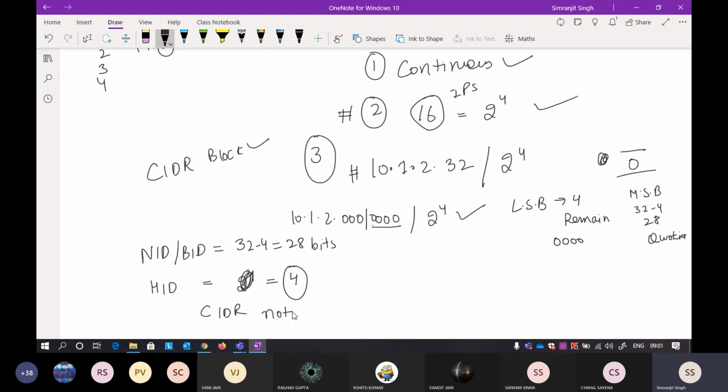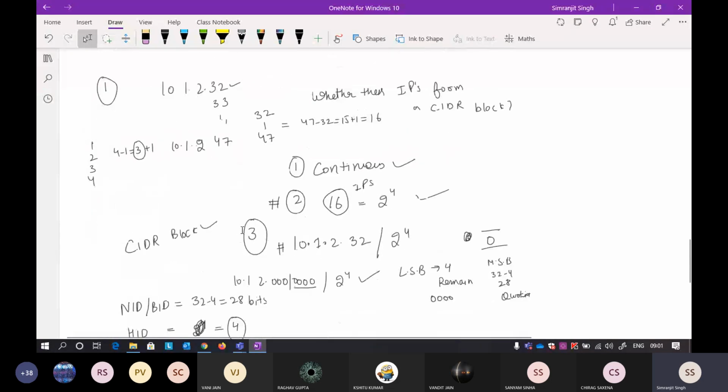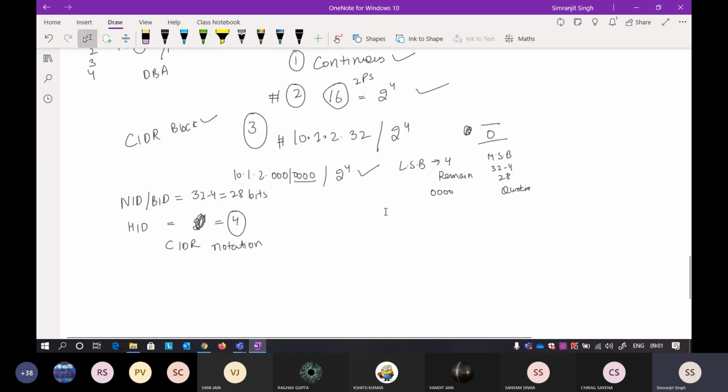If you want to write this particular block in the form of CIDR notation, you already know the first part is your network ID or block ID part, and the last part is your DBA. You know that you cannot use these two particular addresses. Now the network ID or block ID part is 10.1.2, so the CIDR notation will be 10.1.2.32, and you have to write a slash.